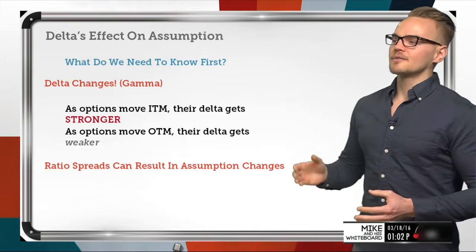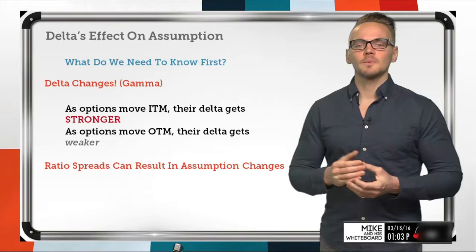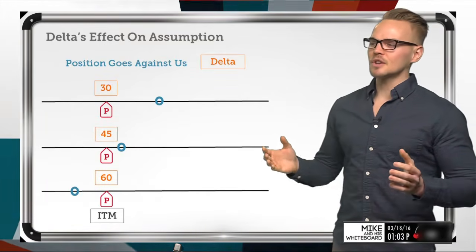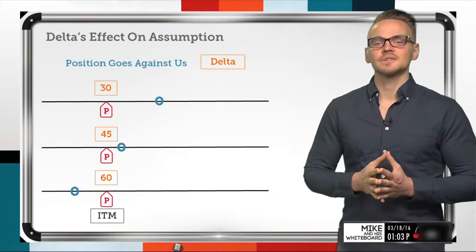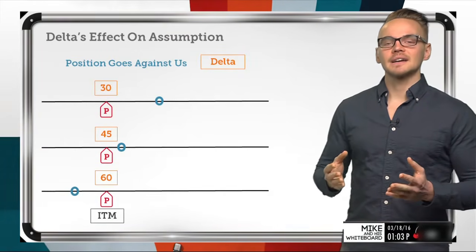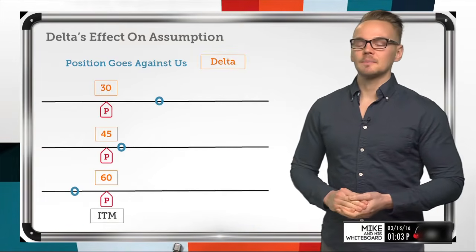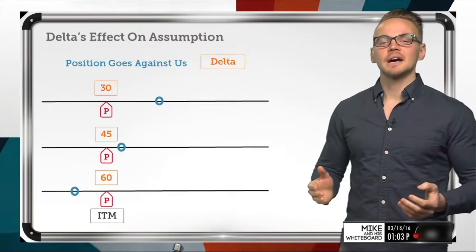So we'll talk about how that can be possible when we're looking at just delta itself. Our very first example on the next slide is when we're selling a put, which is a bullish assumption. We're going to look at what happens when the stock price goes against us and how that affects our delta. Even though we're selling an option, when we sell a put, it's actually a positive delta.